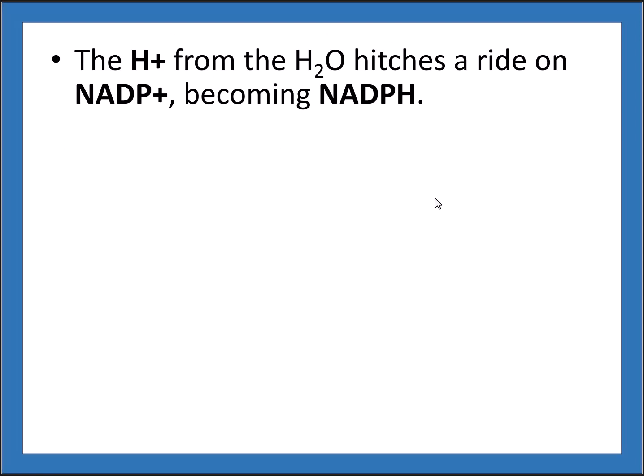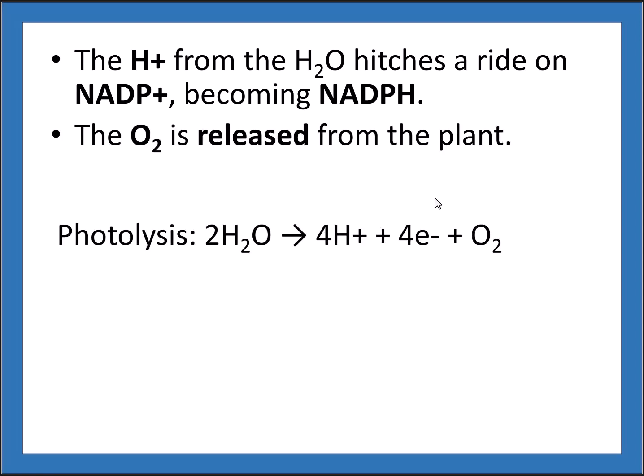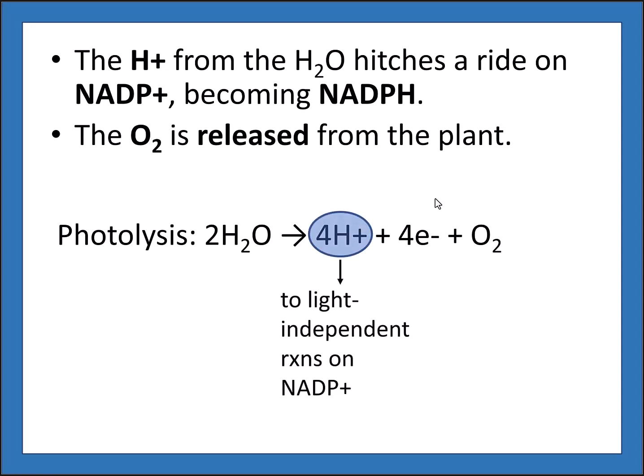The protons from the H2O hitch a ride on NADP+, and that helps them to become the NADPH molecules. And oxygen is being released from the plant. So your overall process of photolysis here, again, is water, the hydrogen protons, which are going into the light independent reactions, and then oxygen that's being released. So that's your overall process for the light dependent reactions.